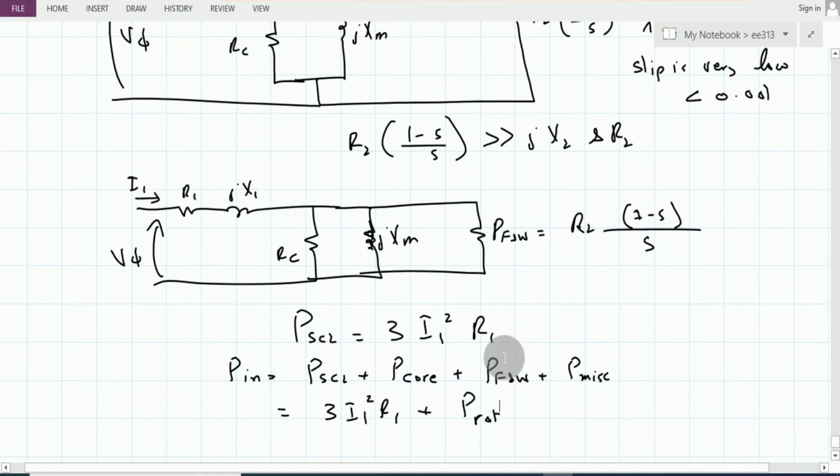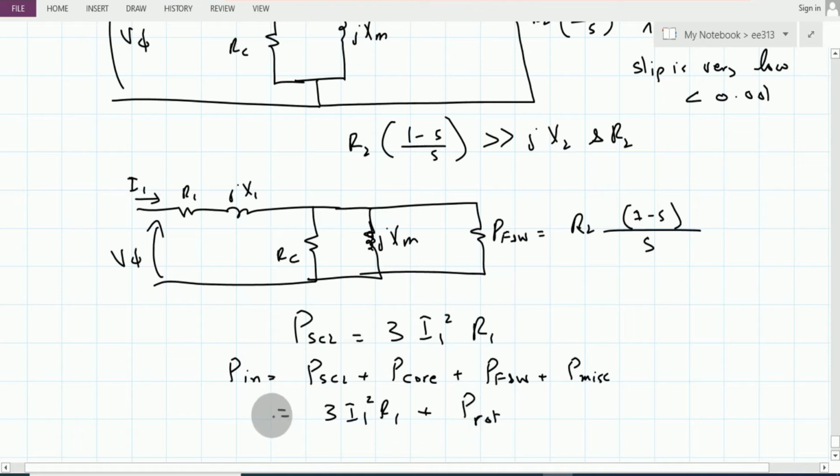Now, with this value of the input power, the current which is needed to establish a magnetic field inside this machine is large because of the reluctance in the air gap. Remember that reluctance is the resistance in the magnetic path.